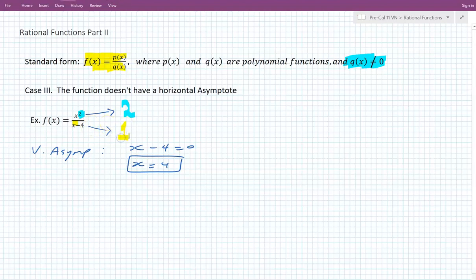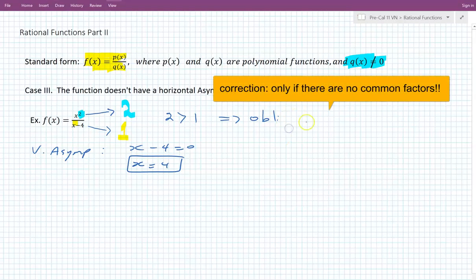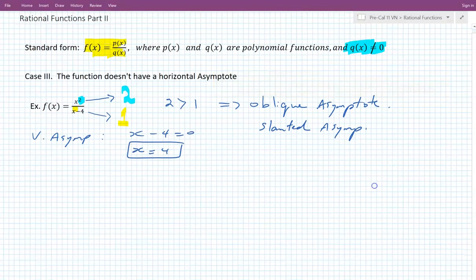So what is happening is that 2 is greater than 1, or the degree of the denominator is smaller than the degree of the numerator. And whenever you have a situation like that, you will always get an oblique asymptote, or you can say slanted asymptote.